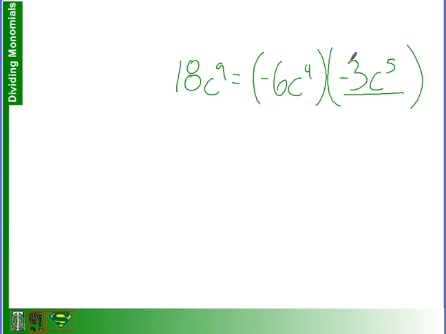And let's double check this. Negative 6 times negative 3 is 18. C to the 4th times c to the 5th. Do I add or multiply the exponents? You add them. So 4 plus 5 is 9. We're good. So we'll try one more.